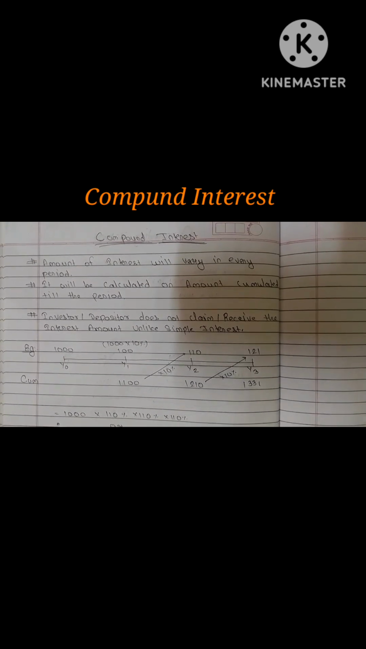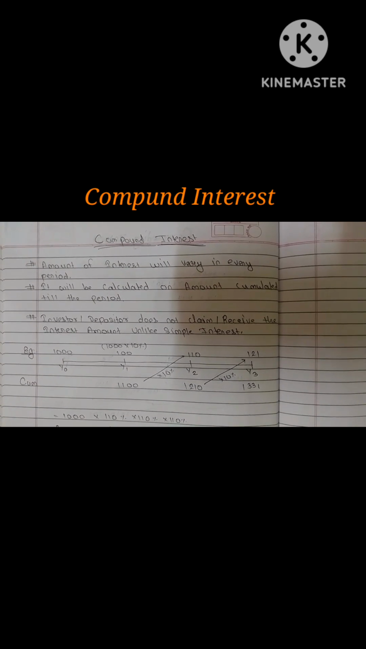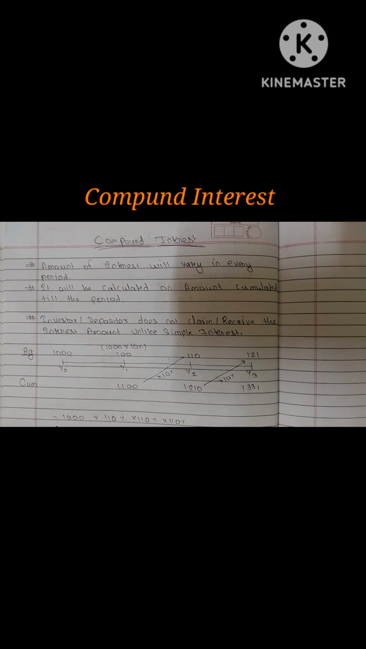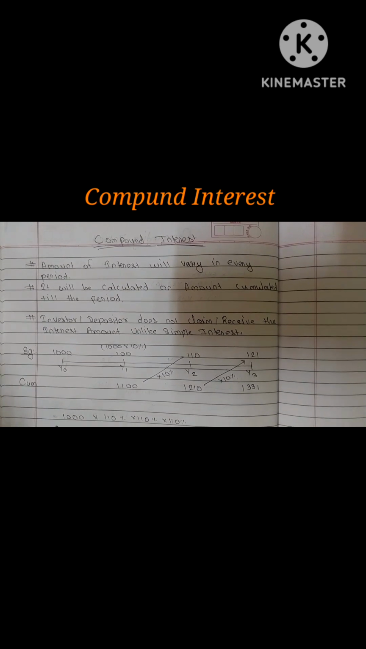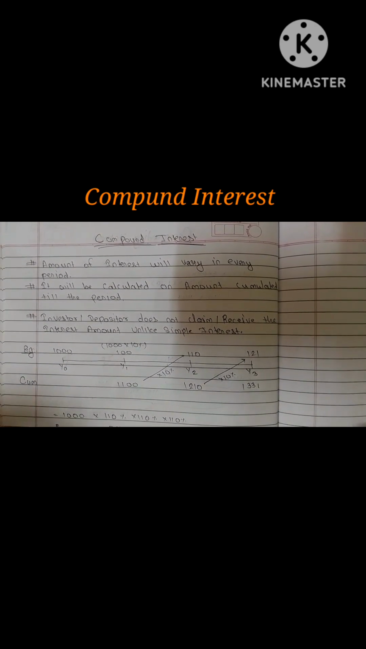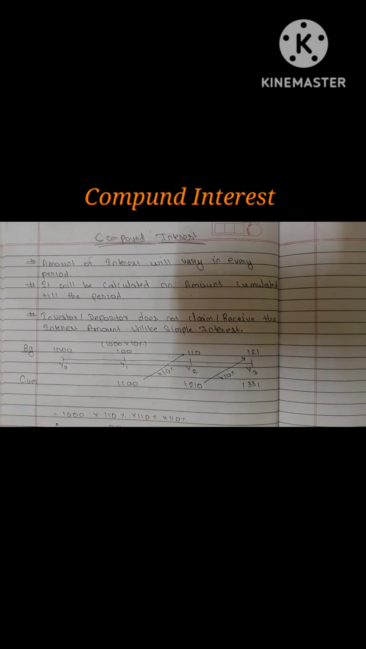After simple interest, let's move to the compound interest. Now what is compound interest? Amount of interest that will vary over the period of time. In every single period, it will be calculated on the amount cumulated till the period. Don't just read the sentence, but understand it thoroughly, so you will get to know more about this.